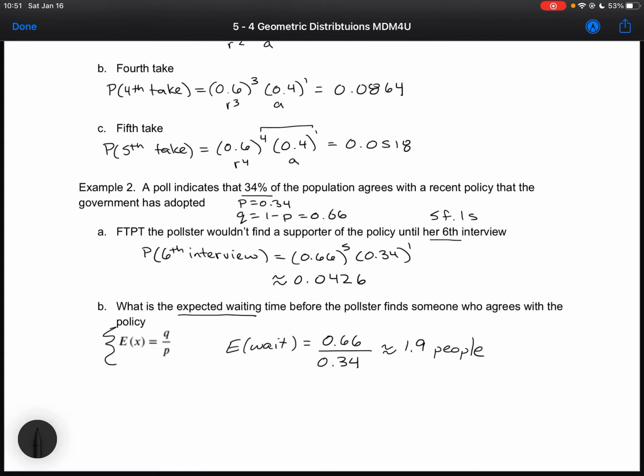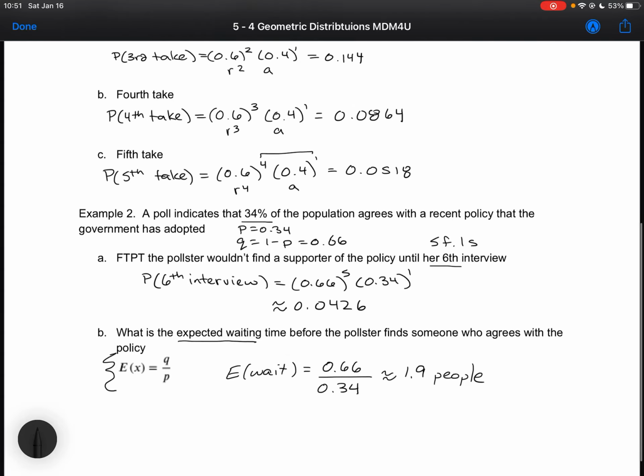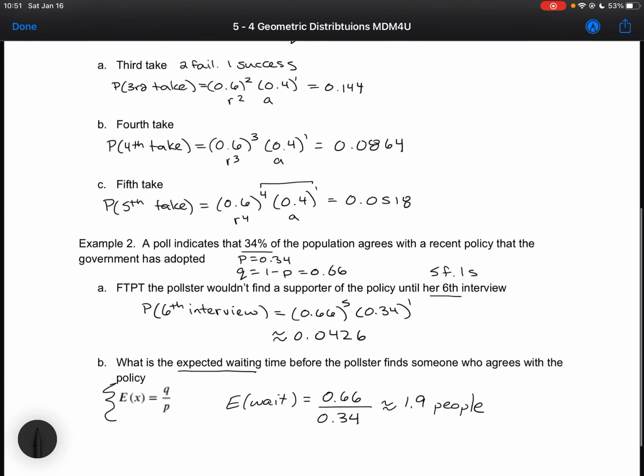Those are 2 examples of the geometric distribution. Remember that the exponent always has to add up to your total number of trials. Your success signifies the end of the experiment. That is the key descriptor of the geometric distribution, that you are waiting until you get 1 success.